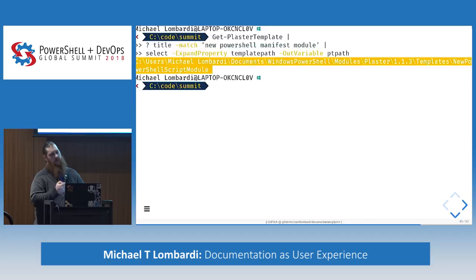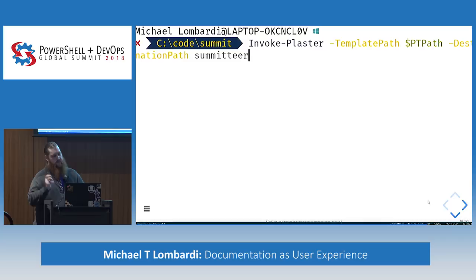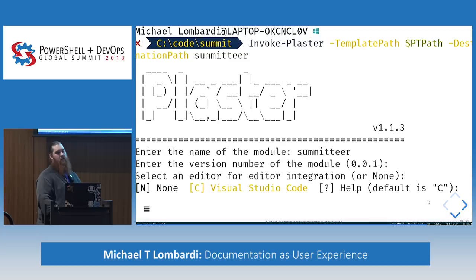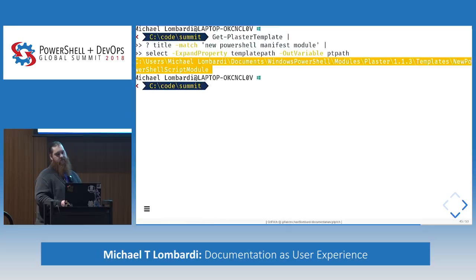See, I saved it to that variable in the last one. We've got it here. It's going to ask us a couple of questions. Plaster is a tool that'll ask you questions and scaffold things out. So it asked us, are you going to reset? Nope. Good enough. We're stuck with it. That's fine. So it asked what module name we wanted it to be.